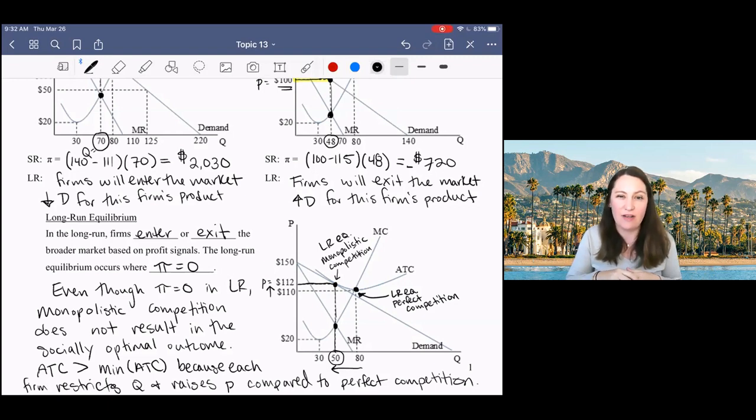In the next video, I will talk about oligopoly. You'll notice that there is a summary table on the next page of your notes that I'm not going to go through in a video, but it basically gives you a summary of all of the markets that we've talked about so far: competition, monopoly, and monopolistic competition.